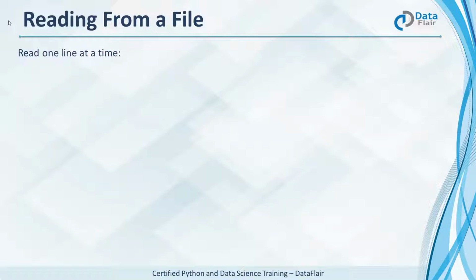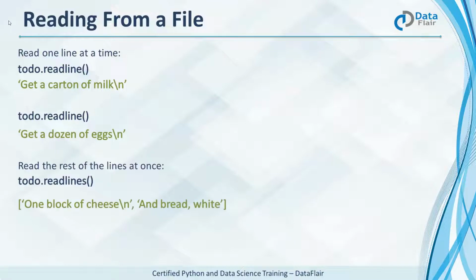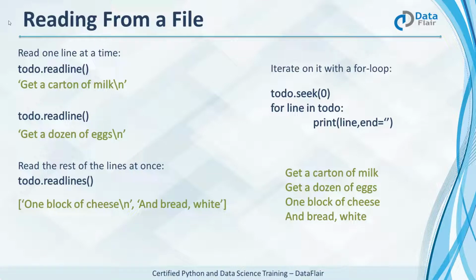To read an entire line at a time, we have the readline method. Do it again and you have the second line. And readlines reads the rest of the lines. Although it's a file, we can iterate on it with a for loop. We seek to character 0, then for each line in the file object, print it. This is so it doesn't introduce a new line character for each print statement.